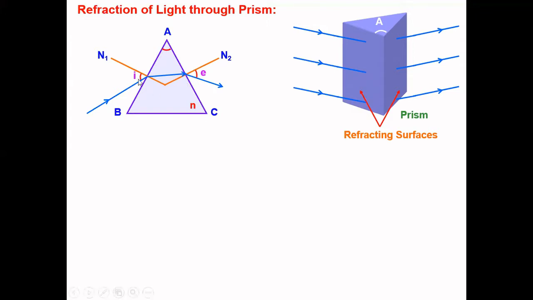Now, the angle between the incident light ray and the normal, I am taking as the angle of incidence. The angle between the emergent light ray and the normal, I am taking as the angle of emergence. I am taking E. We can take it as I1, I2 also, but here, for convenience, I am taking I and E only. Next, here we got two angles of refraction. Here one angle of refraction R1, and here one more angle of refraction R2.